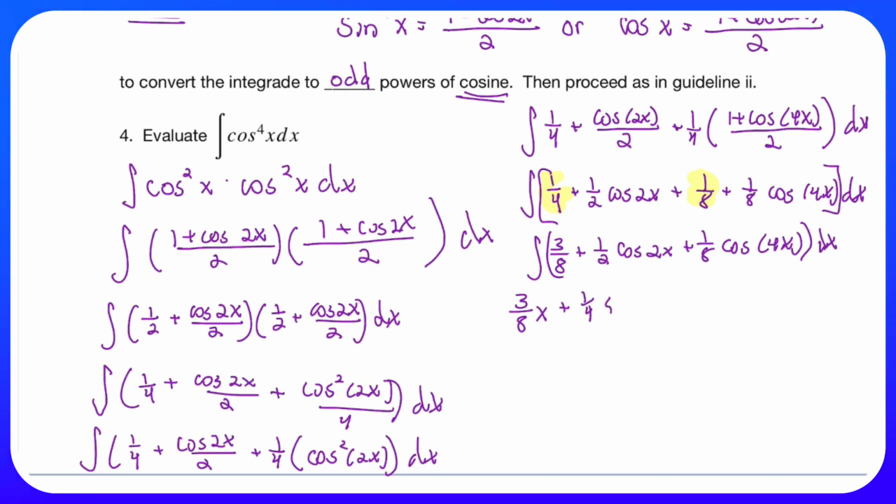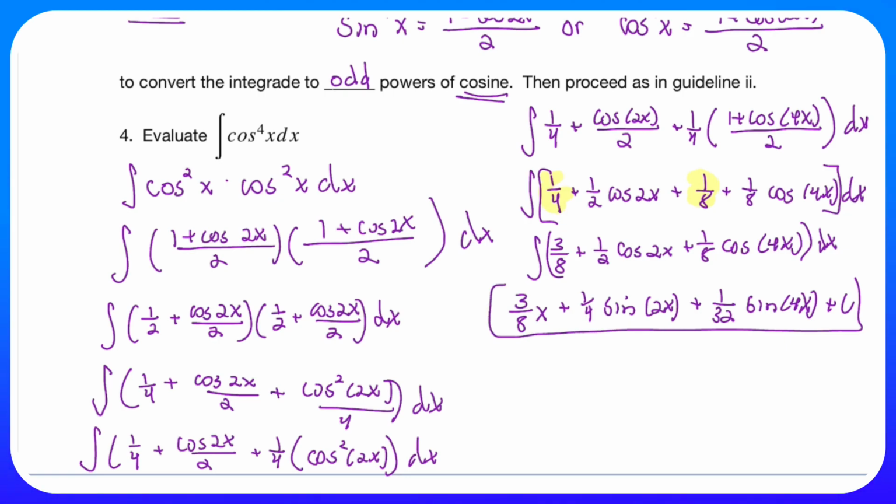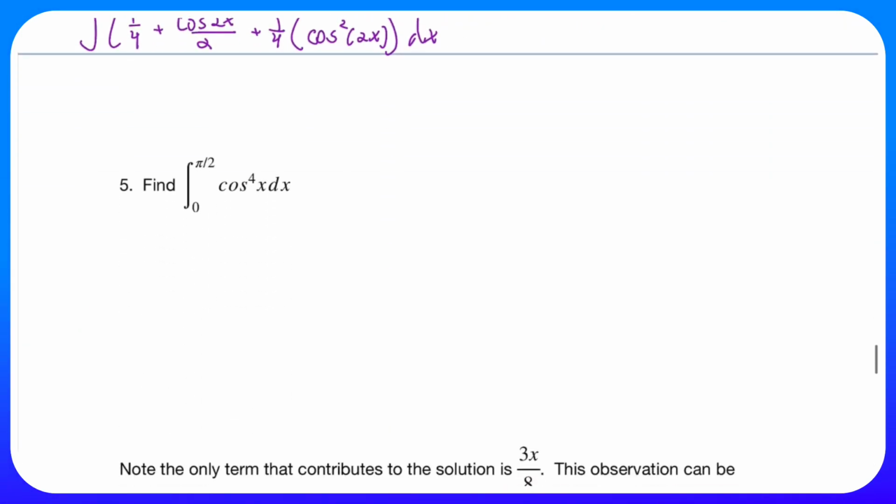Now for the integral of 1/2 cosine of 2x, I'm going to make my u 2x. When I integrate that, I end up with 1/4 sine of 2x. And then for the last term, my u is now 4x, so that ends up being 1 over 32 sine of 4x plus C. Whew. And that's an example of when you don't have any odd powers and you have only even powers of sine and cosine.